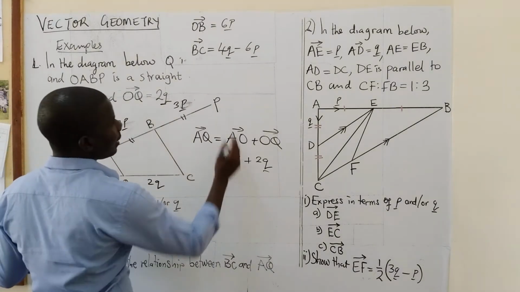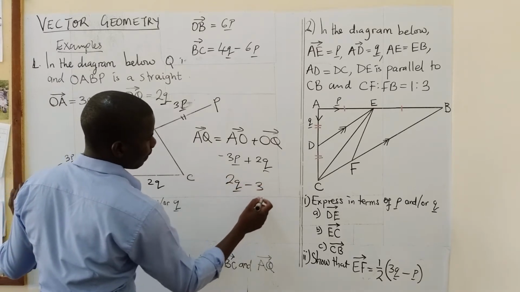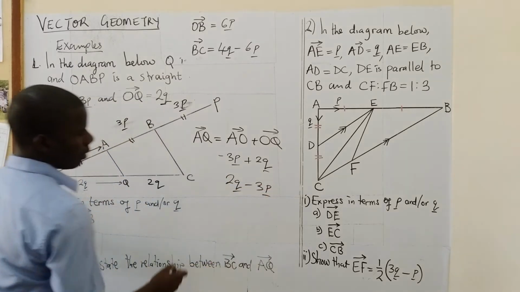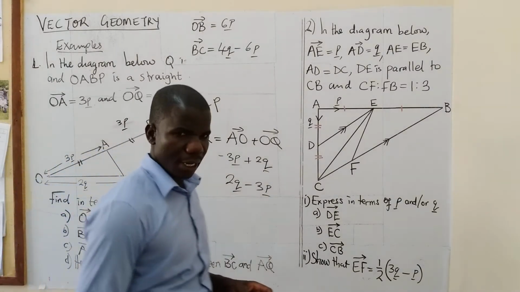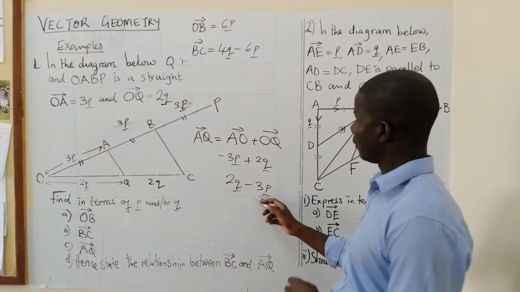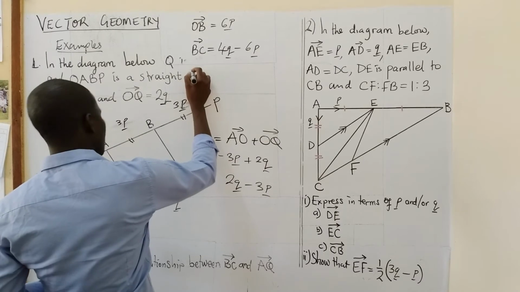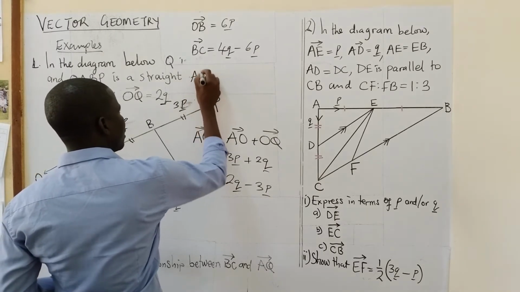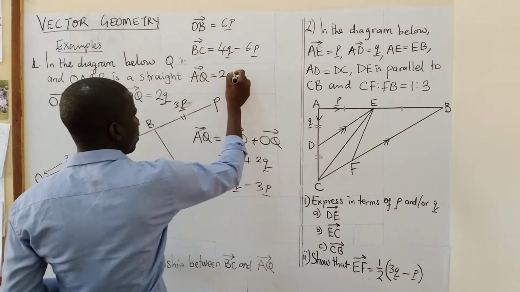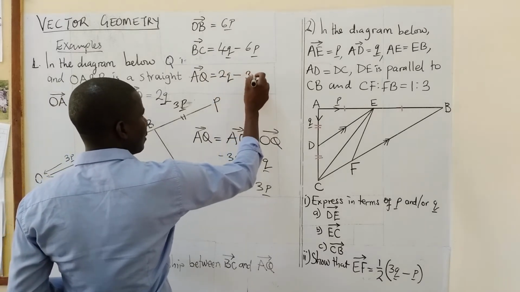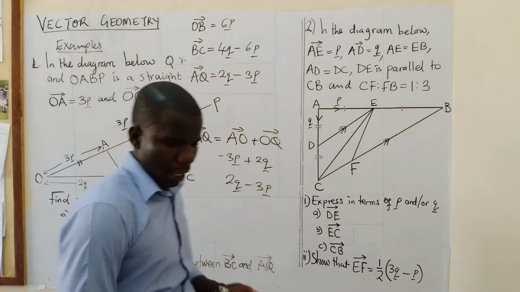Or we can say, like I said on the first one, we can have this one. Okay? Are we there? So this is what we are going to get for the third one. So we can also say here, our AQ is equal to what? 2Q minus 3P. That's what we are getting, isn't it?